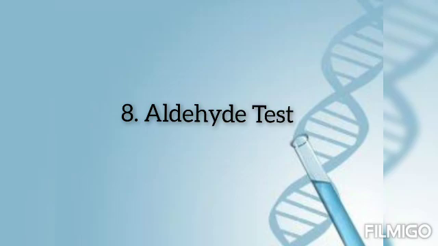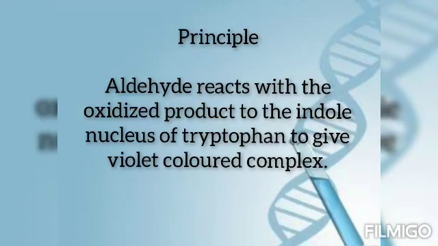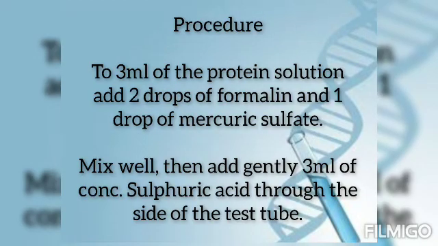And the last test is aldehyde test. Principle: aldehyde reacts with the oxidized product of the indole nucleus of tryptophan to give a violet colored complex. This test is basically used for indole or tryptophan.